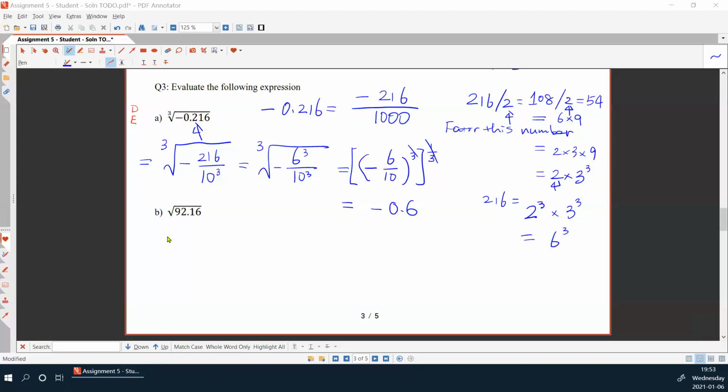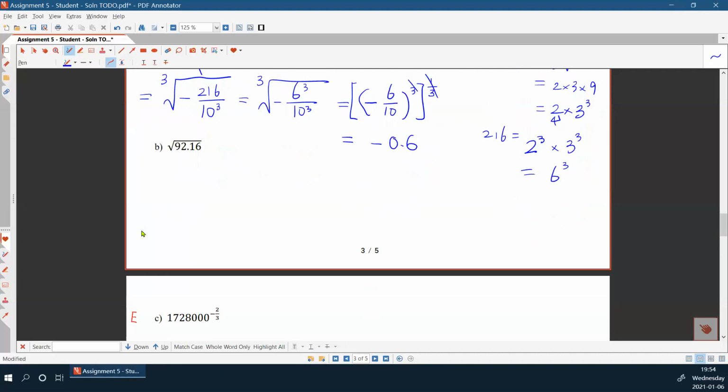Again, the methods are the same, right? Okay, because both of you have done this correctly, I'll just give you a quick answer. Note that 92.16 is 9216 over 100. 100 is 10 to the second power, right? So the key is to see whether we can factor this number into something squared.